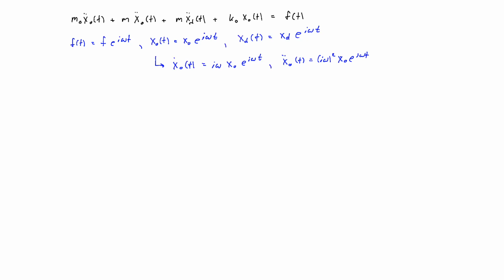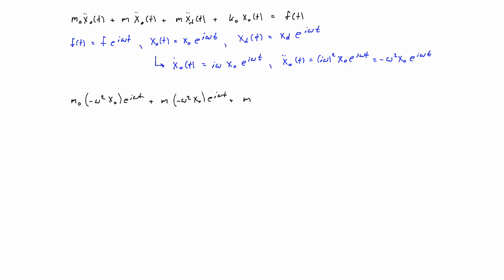And i squared is equal to minus 1. Omega squared is omega squared. x0 e^(i omega t), and the same thing for xd. So if we substitute that into our equation of motion, we will get m0, and then we have minus omega squared x0, and then the exponential function e^(i omega t), plus m, write the same thing once more.